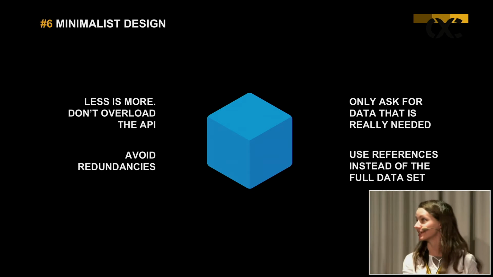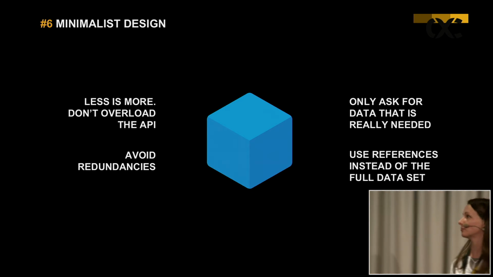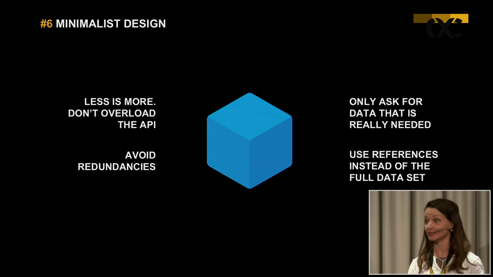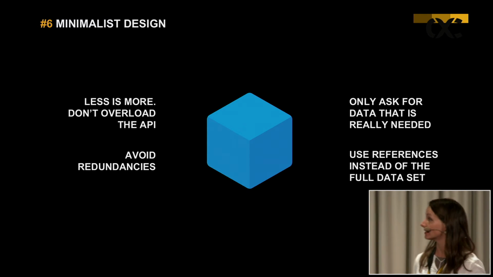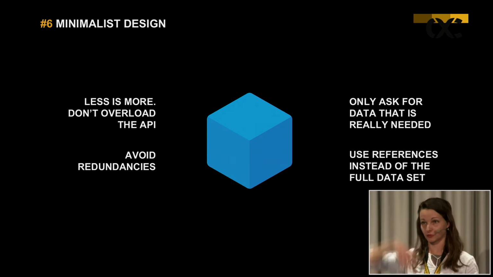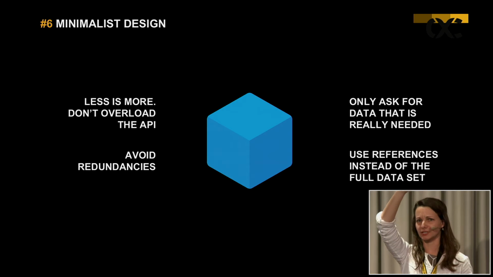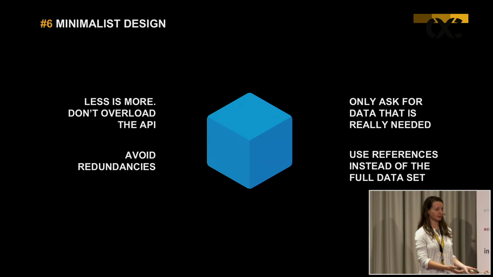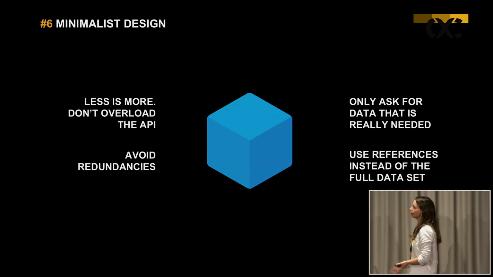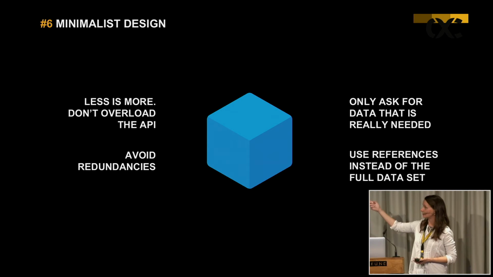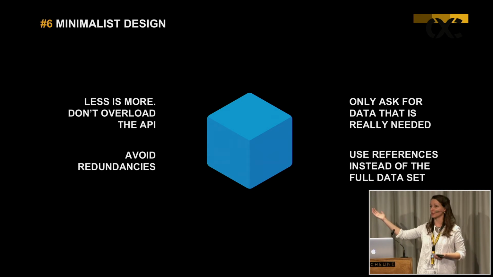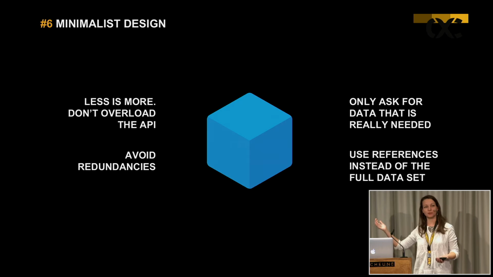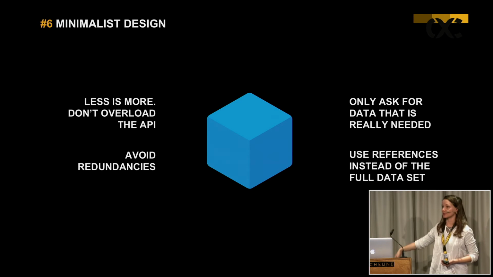Which goes directly to the next point, minimalistic design. Don't put more stuff in your API than you need. Less is more. If you have so many things, it's going to be really, really difficult to understand and to read, and to focus on the things that you really need. Only ask for the data that you really require. Don't think about, oh, maybe one day someone might possibly. Just leave that out. If someone needs it, you can always put it in. That's not a problem. But in the beginning, keep it as small as you possibly can.